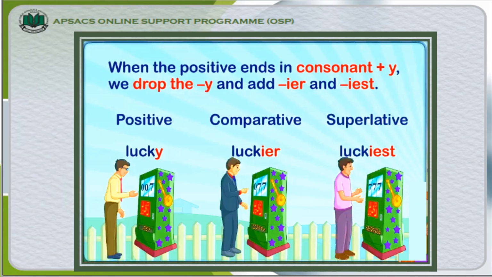When the positive ends in consonant plus Y, we drop the Y and add IER and I-E-S-T. For example, if an adjective is lucky, we will omit the Y and add IER in the comparative degree and IEST in the superlative degree.